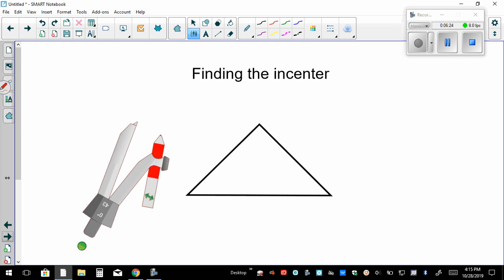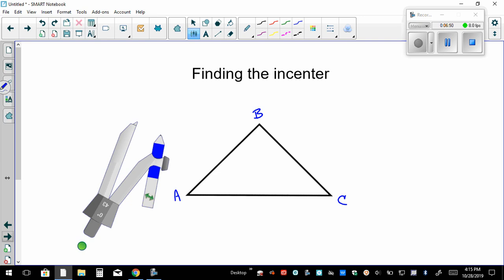Okay, so when we find the incenter, what we're going to have to do is find an angle bisector. And you're thinking, what? Well, a while back we did angle bisectors. I'm going to show you how to construct an angle bisector. Let's go back to this triangle. If we have triangle A, we'll put B up here and C down here. It's a nice isosceles triangle. So basically what an angle bisector does is cut an angle, splitting it in half.